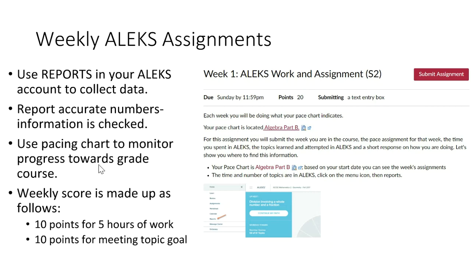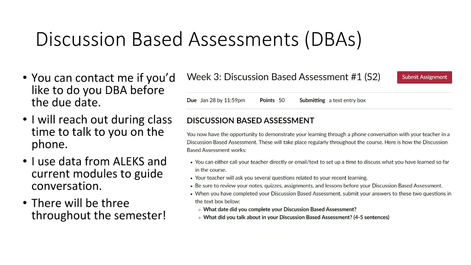So you're going to say what was due on the pacing chart, and what you did hours wise. So maybe you did like 3 hours and you got 15 topics. So that would be typed in with the questions, and then I would go in and grade out of your 20 points possible.